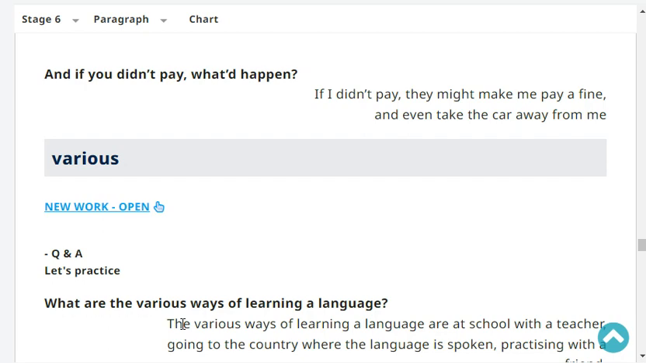If I didn't pay, they might make me pay a fine and even take the car away from me. Very good. And that's the end of our revision. Very fast. Let's have new work. Okay, so let's start new work.